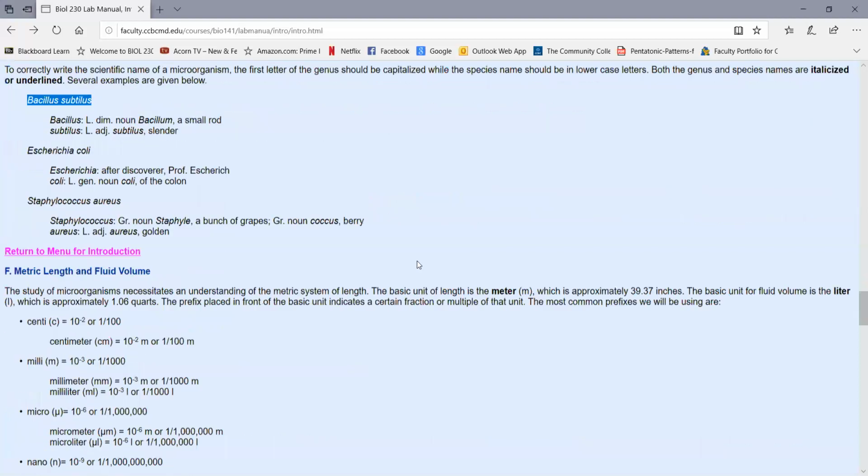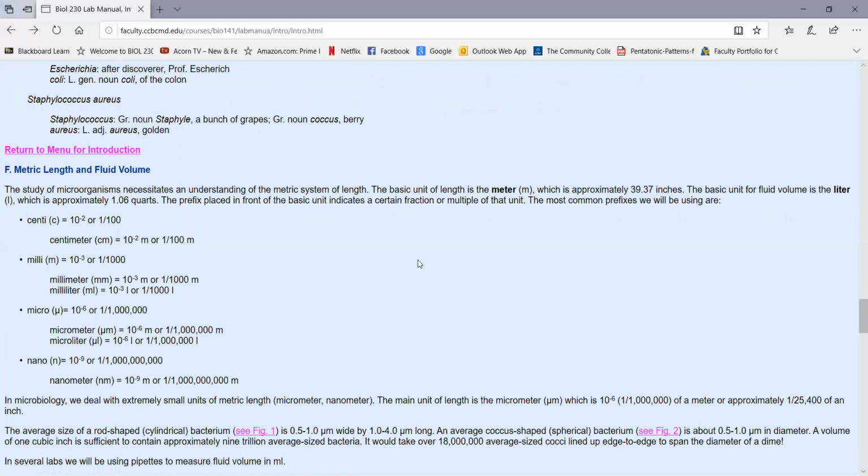Now, we also have to be familiar with a little bit of the metric system, especially metric length and fluid volume that we'll be using in our class during the semester. So remember, the basic or standard unit of length in the metric system is the meter, abbreviated m, and that's a little bit longer than a yard. It's about 39.37 inches. The basic unit for fluid volume is the liter, abbreviated L, and that's about 1.06 quarts.